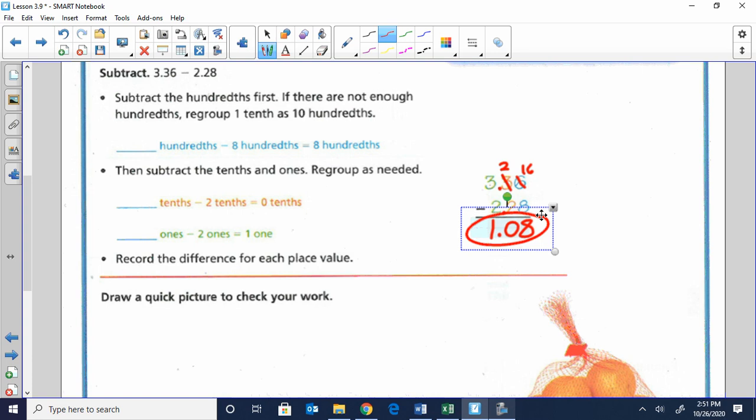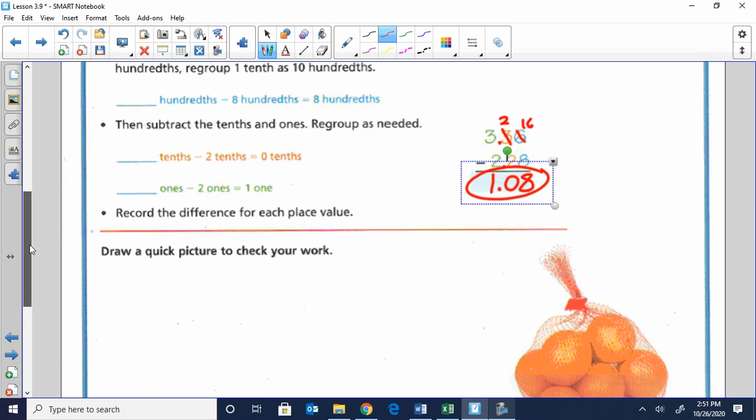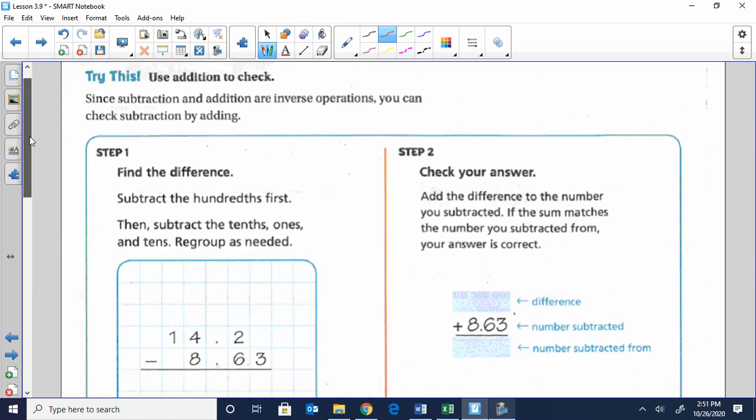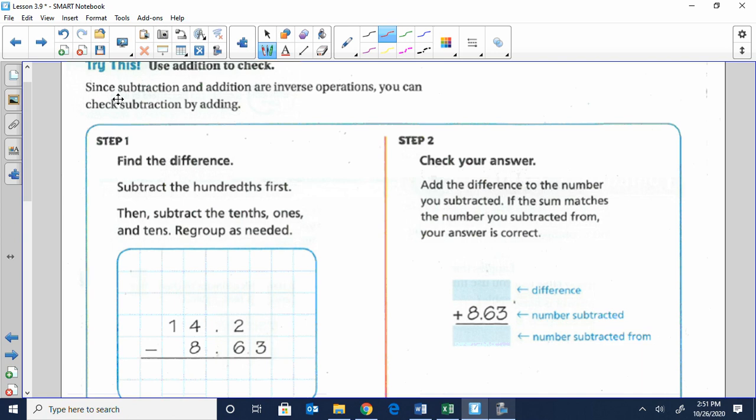Again, we are not going to estimate. We don't have to draw a quick picture. We're just going to focus more today on the actual subtracting of decimals. Remember, the key is that since subtraction and addition are inverse operations, meaning they're opposite of each other, you can check subtraction by adding the decimals up.